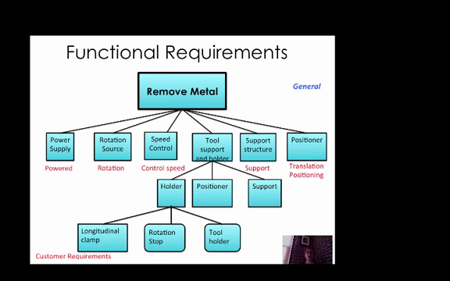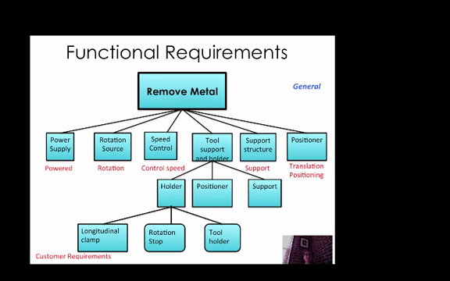So we'd start out with this upper level, very general description of a functional requirement being remove metal. So we're going to start out with a very general, and we're going to go through this decomposition, through this hierarchy from general to specific, and we'll start out with this first layer of functional requirements and say, okay, well, our customer needed a power supply. They want it powered, so we'll have to think of a way to power this device.